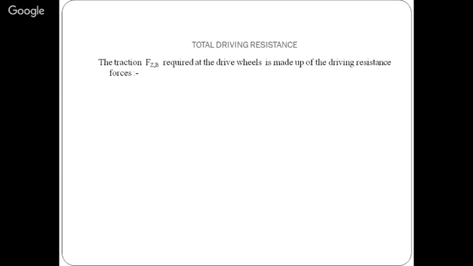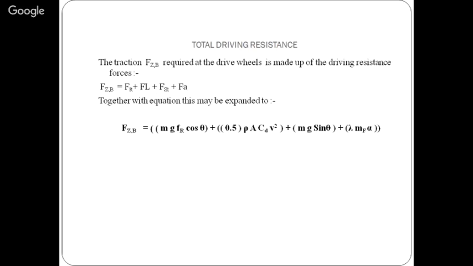We are going to estimate this by adding up all these forces. So together, the equation may be expanded to: this is mg fr cos theta, our wheel resistance, plus our air resistance, plus our gradient resistance mg sin theta, plus our acceleration resistance.